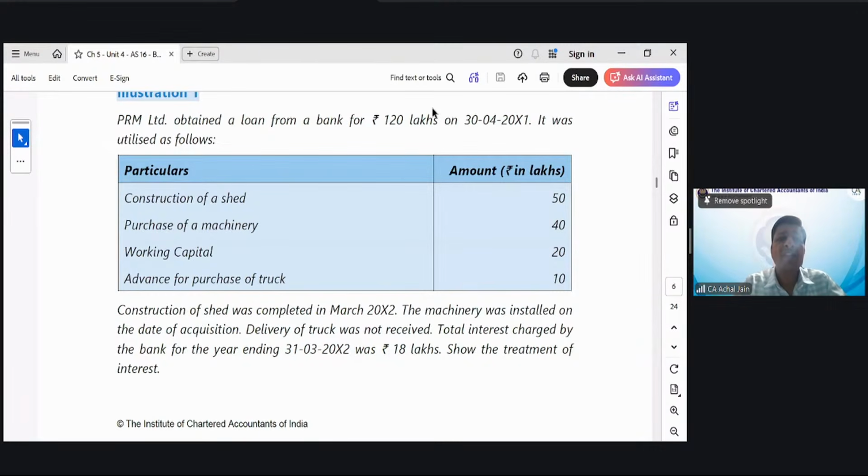Third, let's suppose you are purchasing a truck. Are you constructing a truck which is taking more than 1 year? No. You have given an advance, you are purchasing a truck. So is it a qualifying asset? Once again, no. Let's talk about a shed. That we understand is taking a substantial period of time to get completed. So in the given example, out of these four usages of the loan, this 50 lakhs seems to be the one which meets the criteria of a qualifying asset.